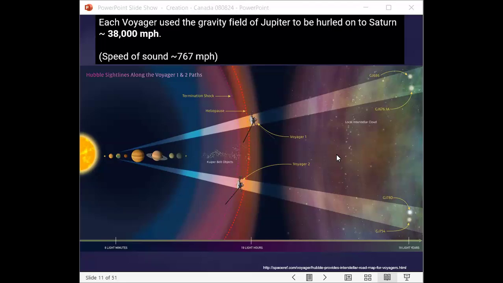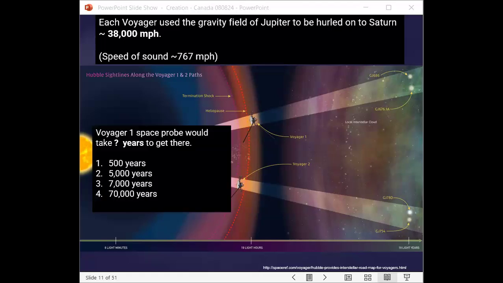Here's my question. How long will it take for the Voyager to reach the Alpha Centauri system if it maintains the current speed? So I give this, okay, another multiple choice question, so you can show me your answer. Okay, let me see.